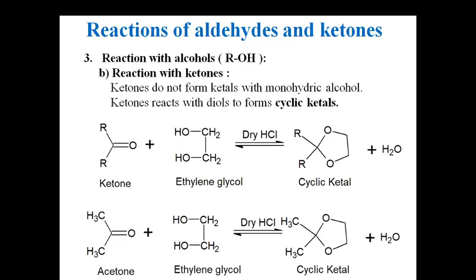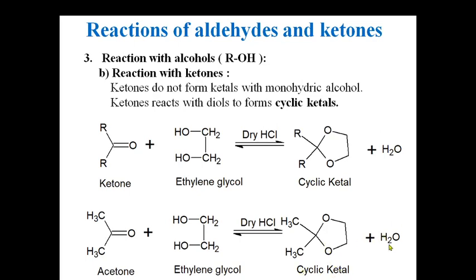Now we'll go for the reaction of alcohol with ketones. What will happen? Ketones do not form ketals with monohydric alcohol because ketones are not that reactive, and therefore they do not react with the monohydric alcohol. But with dihydric alcohols or diols, they can form cyclic ketals. Here I have taken a ketone and a diol, that's ethylene glycol. In presence of dry HCl, it will easily dehydrate and you will get the cyclic ketal formation. If you have taken acetone, it can form a cyclic ketal here.